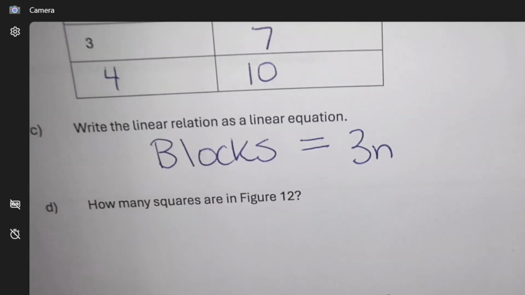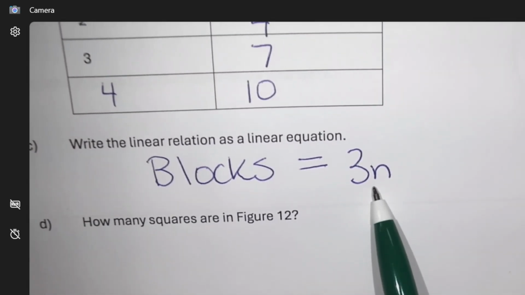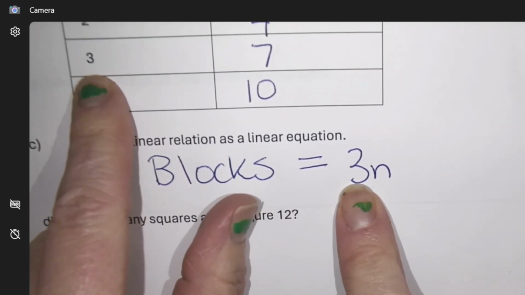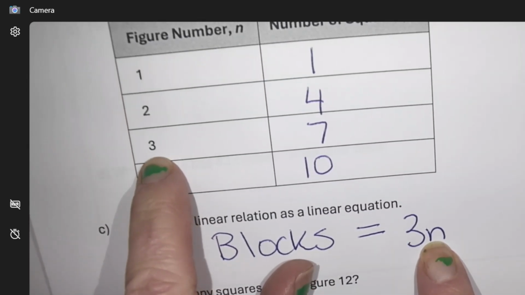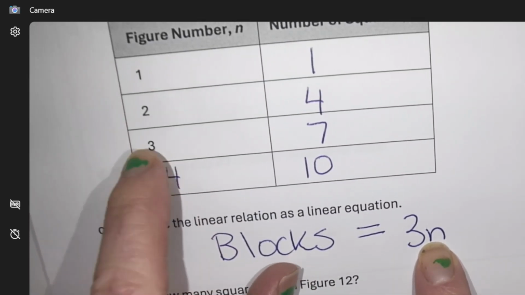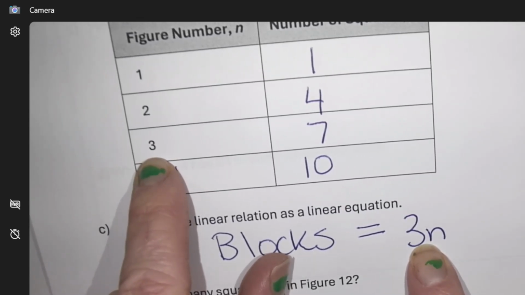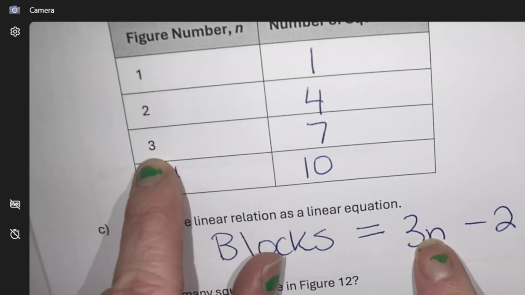Okay, so here's what I'm going to do to you. You ready? So how do we get to where we want to go? So let's take an example here. If we did 3 times n, so in this block, what is 3 times 3? 9. How are we going to get to 7 after that? Minus 2. Good. Let's check.